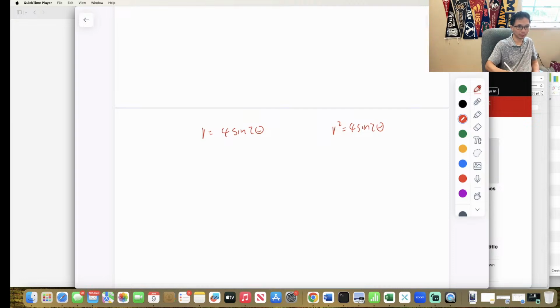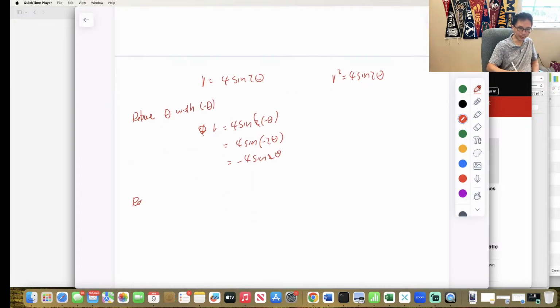First, we're gonna replace theta with negative theta. So r equal to 4 sine of 2 times negative theta, which is 4 sine of negative 2 theta. That's going to be negative 4 sine of 2 theta. So that's not a symmetry, right? Now I'm going to replace r with negative r and theta with negative theta.